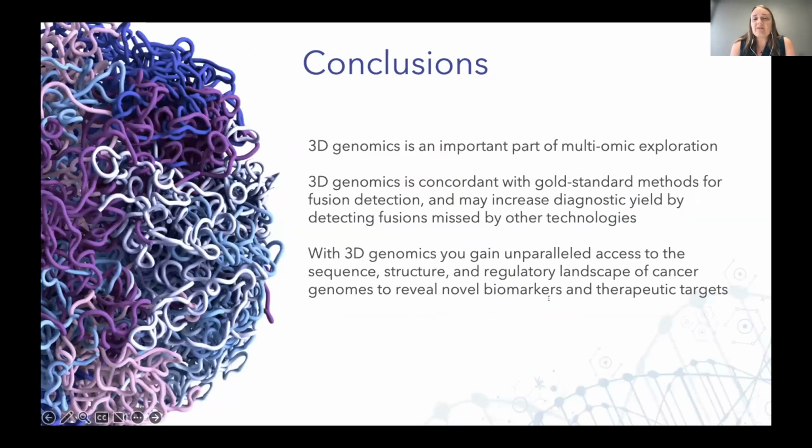In conclusion, I hope I've helped convince you today that there is much more to the genome than just sequence, and that 3D genomics is a really important part of our multi-omics toolkit. So I've shown you today that 3D genomics is concordant with the current gold standard methods for detecting structural variants, particularly gene fusions, and shows a lot of promise for improving diagnoses in a clinical setting by detecting fusions missed by other technologies. Finally, 3D genomics provides unparalleled access to the sequence, structure, and the regulatory landscape of cancer genomes, revealing novel biomarkers and therapeutic targets.